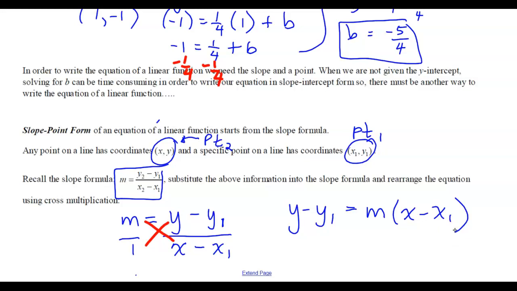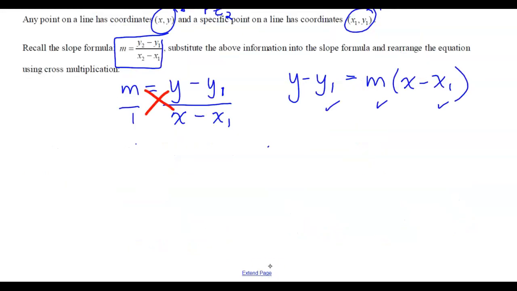And that's it. That's your slope point form. So you need a slope and you need a point. You substitute those in and you've got the equation of a line. Done. So it's pretty easy. If you know the y-intercept and the slope, you put them into y equals mx plus b. If you know a point that's maybe not the y-intercept and the slope, you put it into this formula.